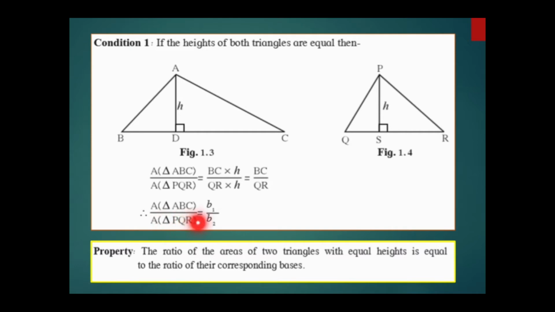Therefore area of triangle ABC upon area of triangle PQR equals B1 upon B2 when height is same. So from this we get the property: the ratio of the areas of two triangles with equal height is equal to the ratio of their corresponding bases. That means when height is same, then the ratio of areas of two triangles is the ratio of their bases.